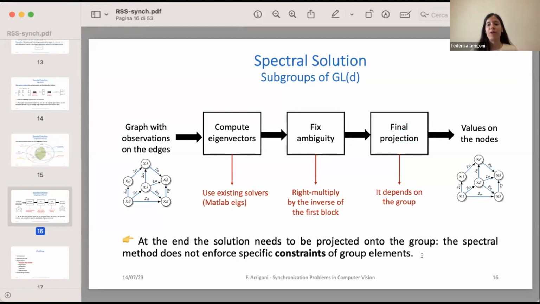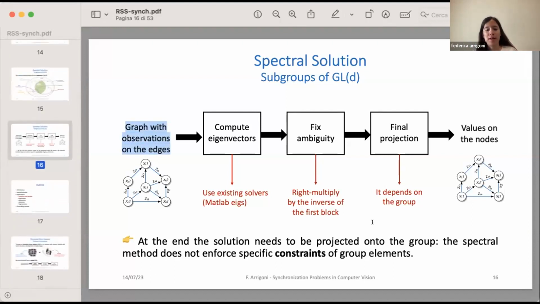For example, if we are working with rotations, it does not enforce the property that rotations have a unit determinant and are orthogonal. And hence we need to enforce these constraints at the end in order to produce a valid solution that represents the required values on the nodes. And this final projection is basically what changes between each group and each application, in addition to how we construct our input graph.